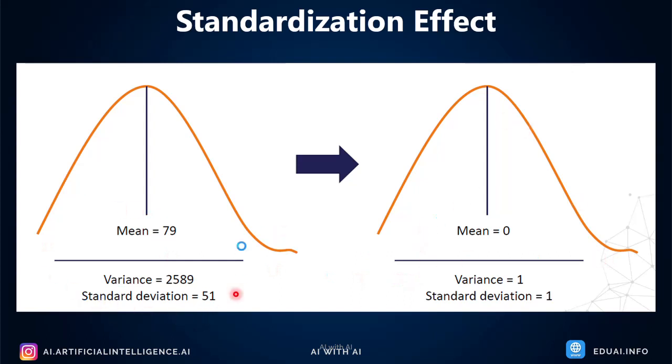You see this? In the data before standardization, the mean is at 79. But after standardization, the mean shifted to 0 and variance became 1. Whereas before standardization, variance is something different. Variance is 2589 and standard deviation is 51. But after standardization, the mean shifted to 0, the variance became 1 and the deviation became 1. So this is what standardization does. And yes, this helps with distance-based models like Support Vector Machine and K-nearest neighbors.